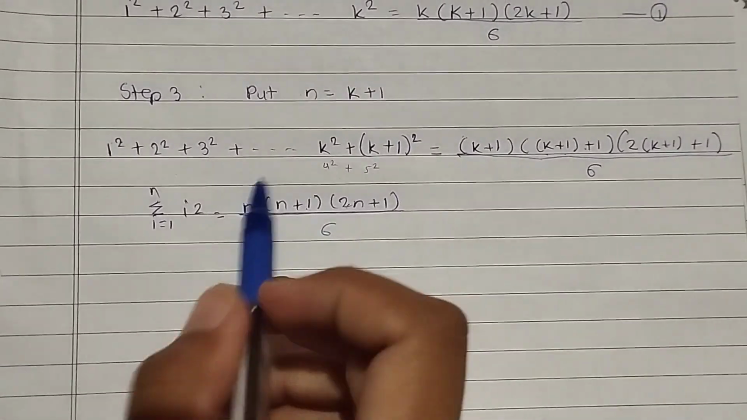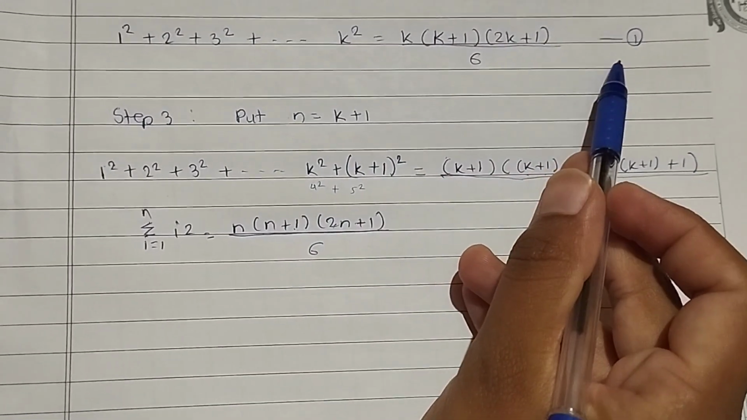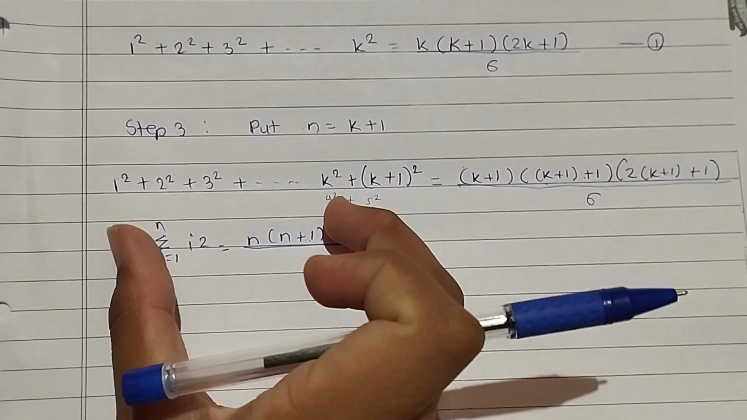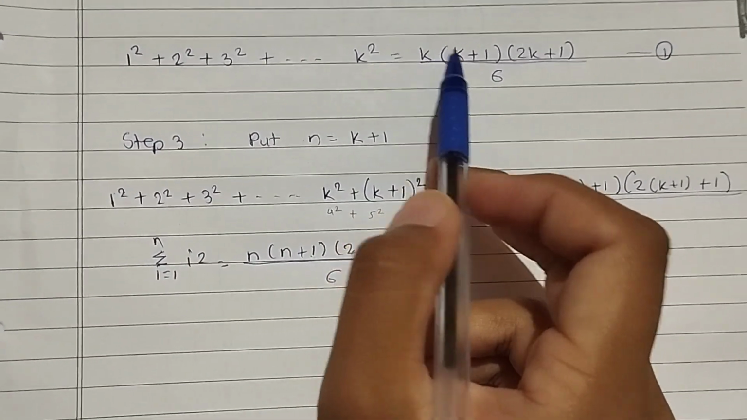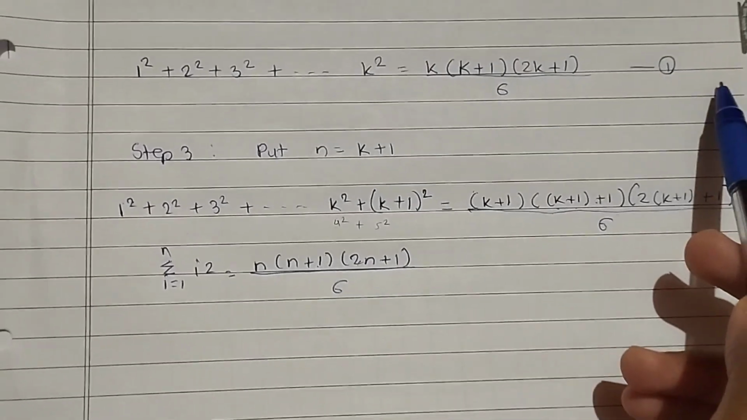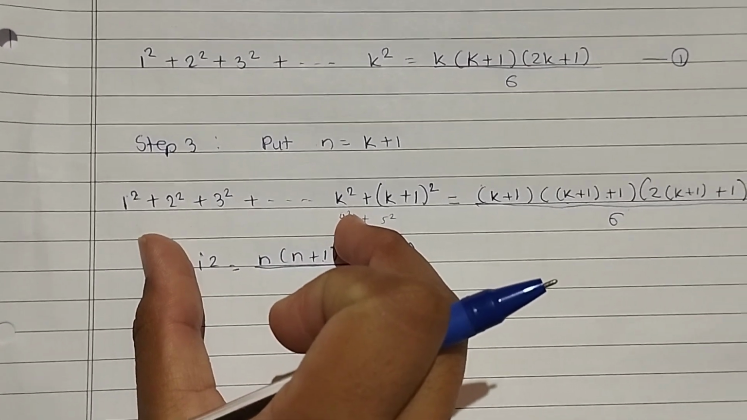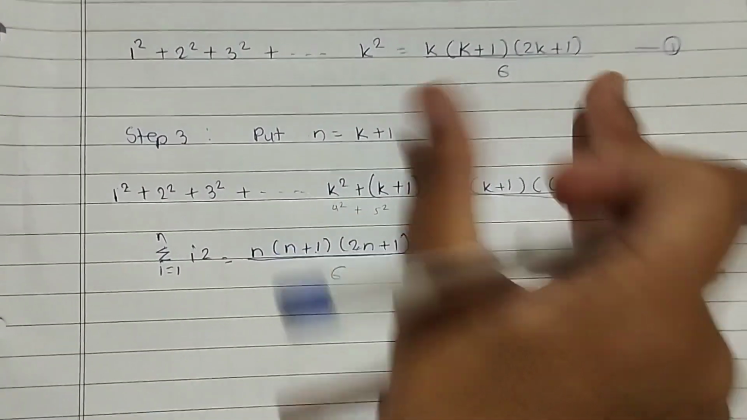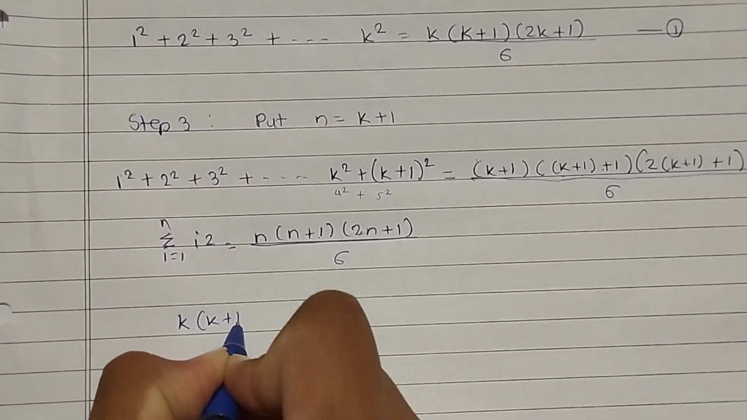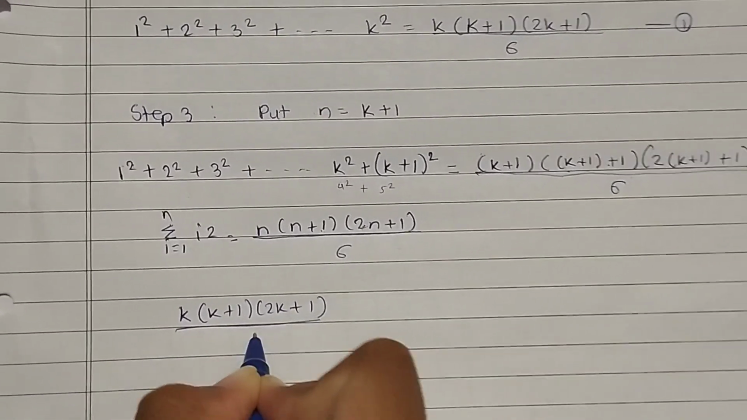Now we simplify the equation. So as we know, we see here in equation number 1, the term 1 squared up to k squared is equal to k in bracket (k plus 1)(2k plus 1) by 6, by this first equation. So we write from 1 squared to k squared, this is equal to that term. So we write here directly k into (k plus 1)(2k plus 1) by 6.